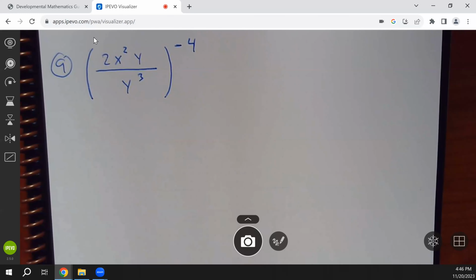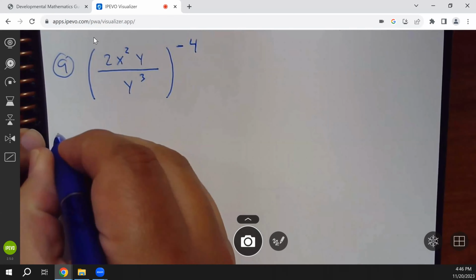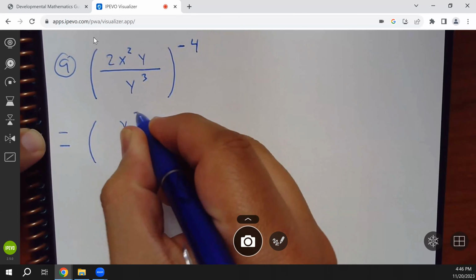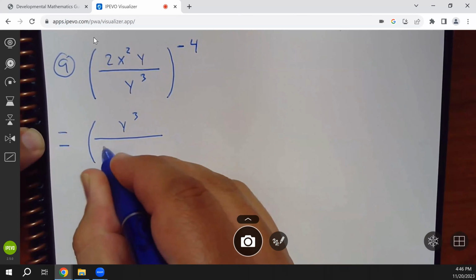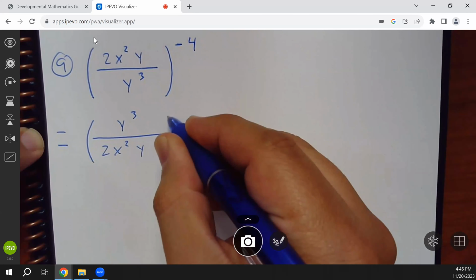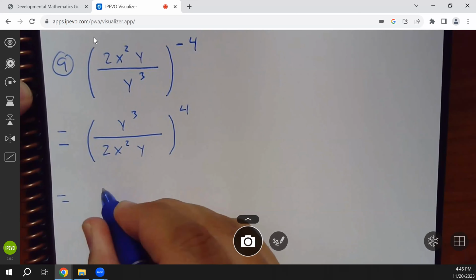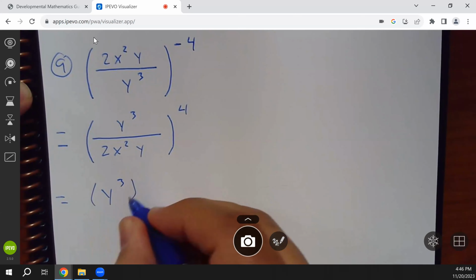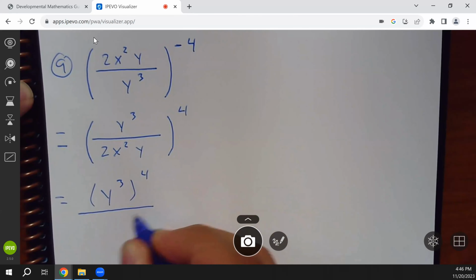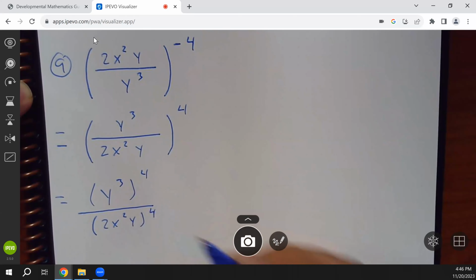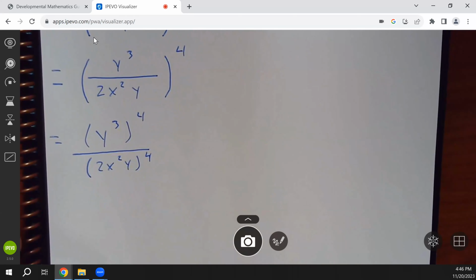Rule number 9, just flip it over. After we do that, so we don't have to worry about the negative, and apply the power on top and on the bottom. Numerator gets the 4. Denominator gets the 4.